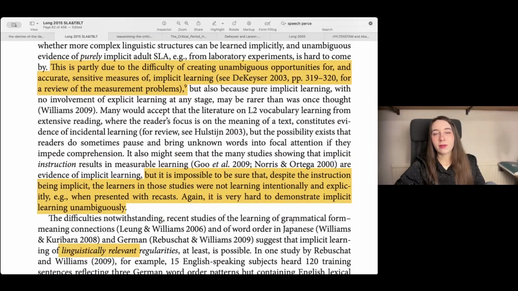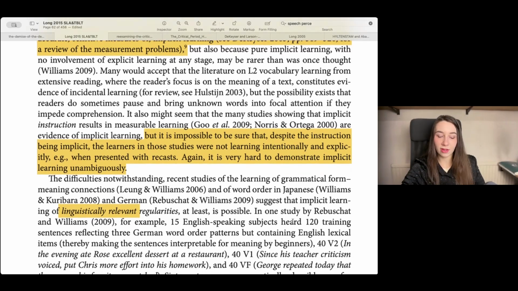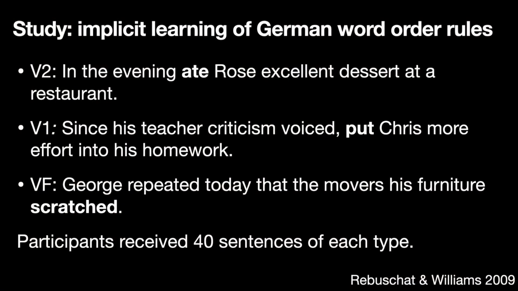Okay, so in this part, Long is discusses studies into implicit and explicit learning, and he observes it's very hard to demonstrate implicit learning unambiguously. But one attempt is Rebuschat and Williams, 2009. In this study, English-speaking participants were exposed to sentences which had English words, but they followed the rules of German word order. They had 3 types of sentence, and they heard 40 examples of each type. So, for example, "In the evening, ate Rose excellent dessert at a restaurant." "Since his teacher criticism voiced, put Chris more effort into his homework."